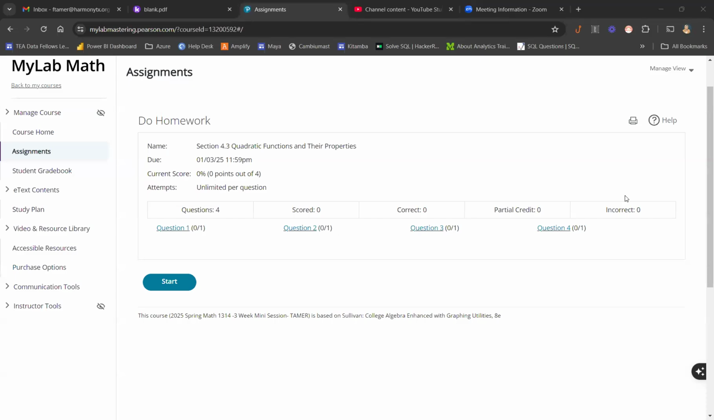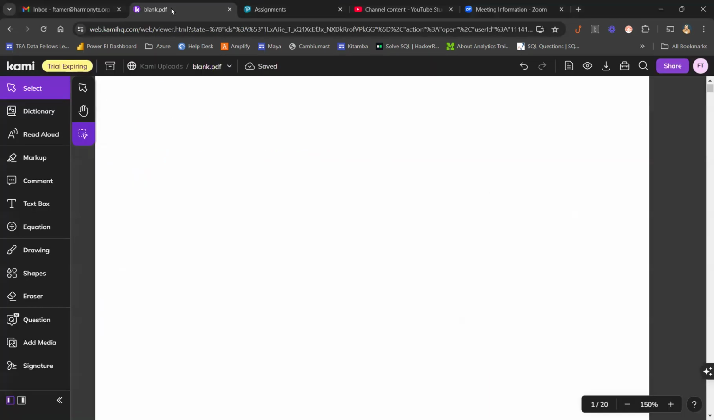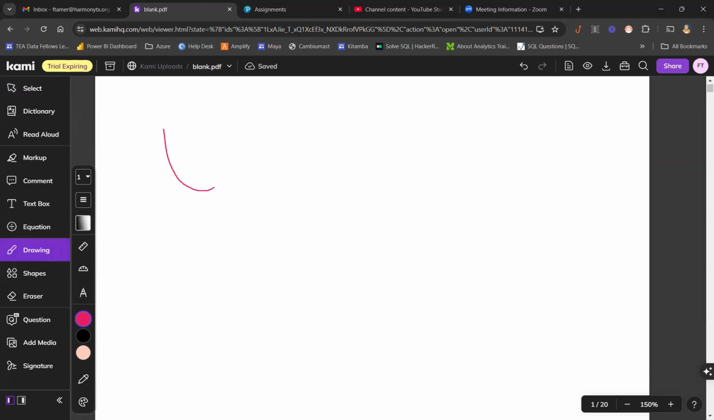Next assignment we are going to look at is called section 4.3, and we will understand quadratic functions and their properties. When we say quadratic functions, these are the functions that generate U-shaped graphs. So for quadratic functions, their graph is no longer a line, and this is what their graph looks like. The most basic quadratic function is f of x equals x squared. This is what f of x equals x squared looks like.